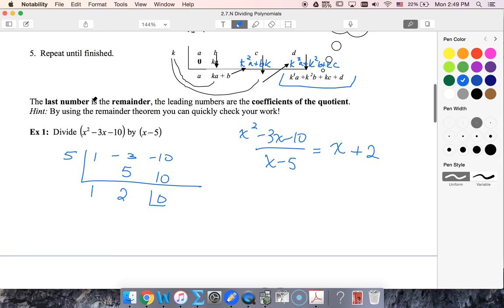I can check this easily because this actually factors. I know that x squared minus 3x minus 10 factors into x minus 5 times x plus 2. So notice if I multiplied this to the other side, I get my statement of truth here.